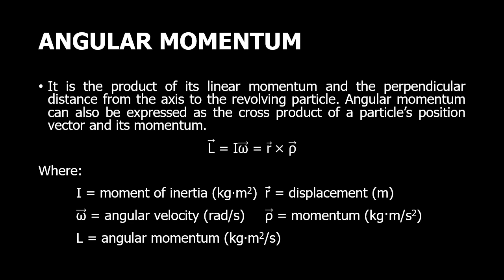Next, let's talk about angular momentum. Angular momentum is the product of the linear momentum and the perpendicular distance from the axis to the revolving particle. So, angular momentum can be expressed as the cross product of a particle's position vector and its momentum. For better understanding, we have that formula. Angular momentum is equal to the moment of inertia multiplied by angular velocity, or displacement multiplied by the momentum. So, L has a unit of kilogram meter squared per second.